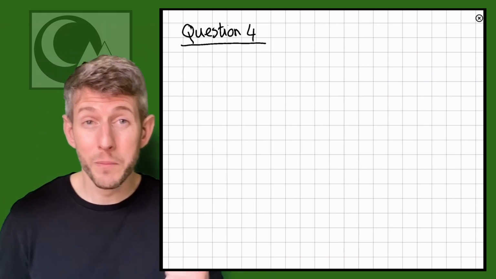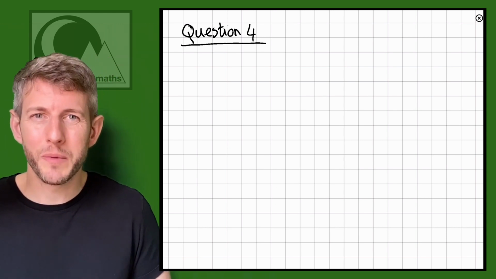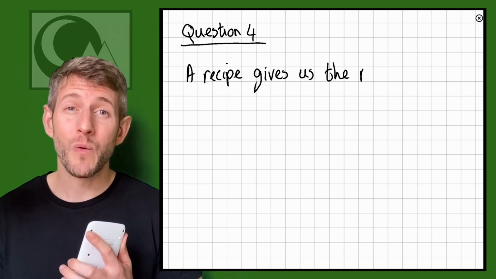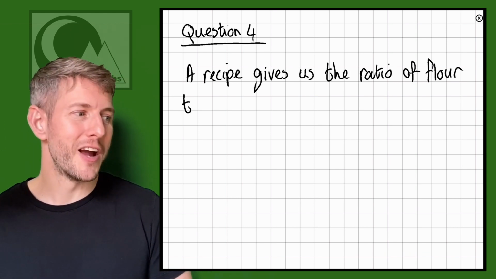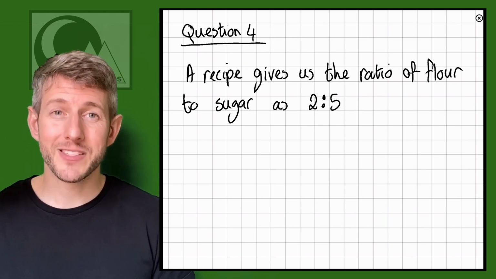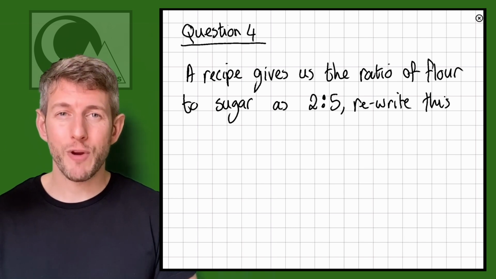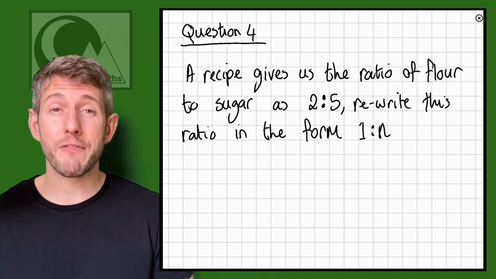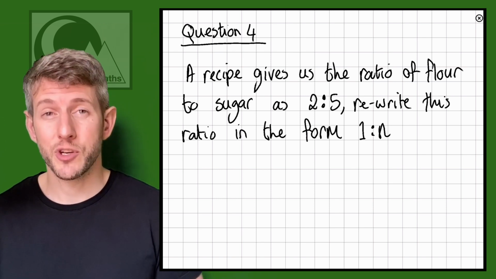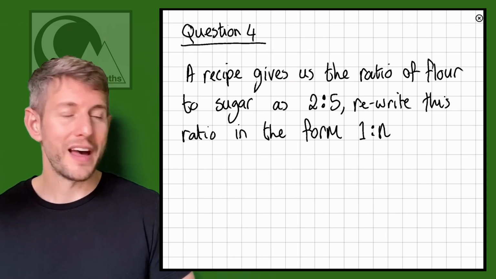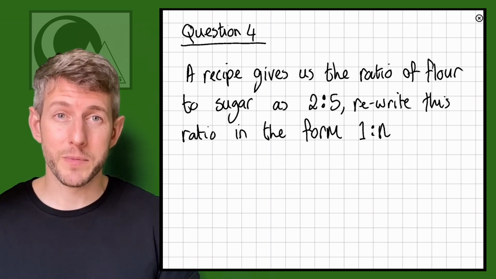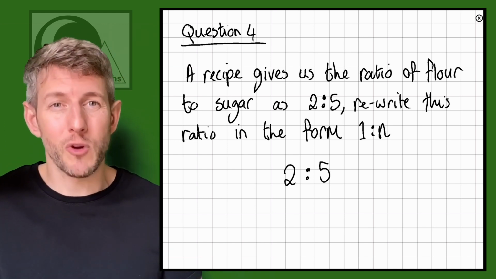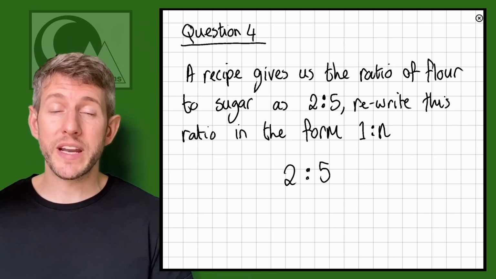Okay, let's go to the scenario questions and have a look at what we've got. Question 1 of the scenario questions tells us a recipe gives us the ratio of flour to sugar as 2 to 5. Rewrite this ratio in the form 1 to n. So basically they want to know for every cup of flour how much sugar you need. Currently we know that for 2 cups of flour you need 5 cups of sugar, or whatever it is. It doesn't have to be cups, it could be kilograms, grams, whatever. But whatever it is, we need 2 to 5.